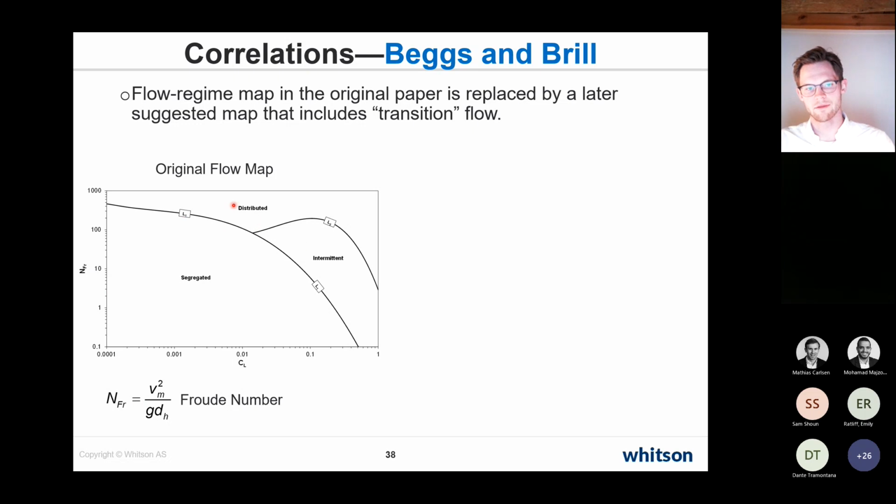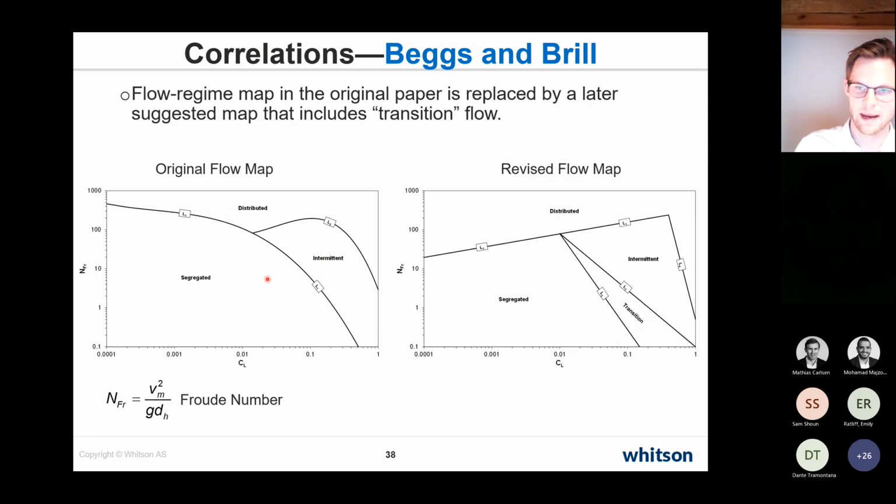Depending on where you land, you have either distributed, intermittent, or segregated. They later revised their flow regime into this map here. That's what's used today. You can see it similar, but not quite. And there's also now a transition zone between segregated and intermittent. And what you're doing there is that if you land in a transition zone, you're weighing intermittent and segregated just linearly with, I think it's a Froude number, if I remember correctly.